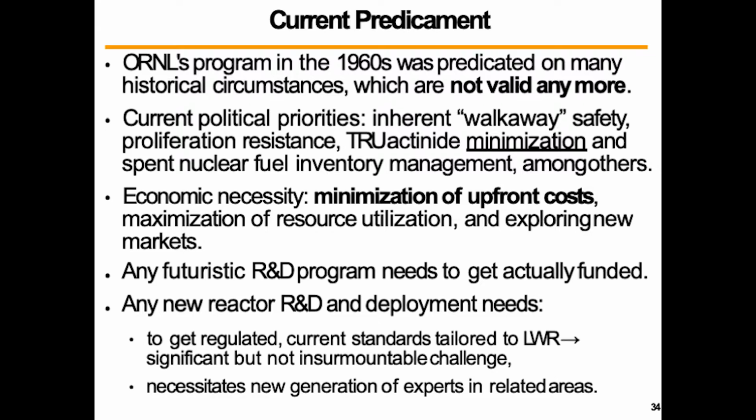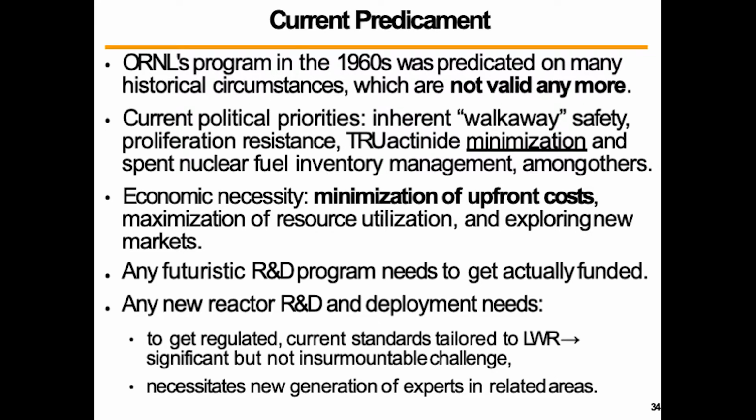So for instance, now people really worry about safety, and inherent walkaway safety is really desirable. Nobody worried about nuclear safety in the 1960s. Proliferation concerns, right? Nobody cared about proliferation. Everybody ran with highly enriched uranium. It was not a big issue. Of course, this changed in 1974.